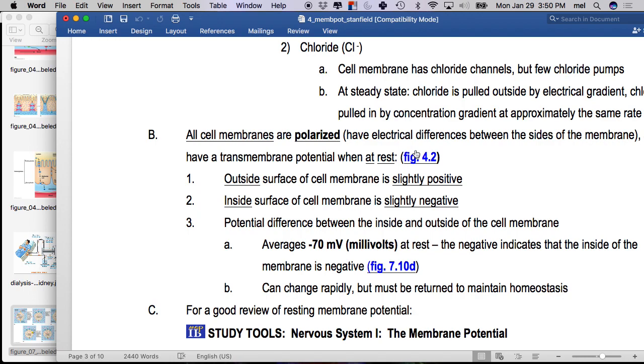However, if instead I opened a gated potassium channel, what would the number do? I would take the positives from the already negative inside and put them toward the already positive outside, and what would the number do? It would go from minus 70, not towards 0, but to minus 90.